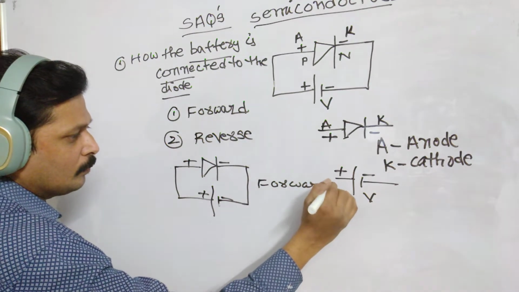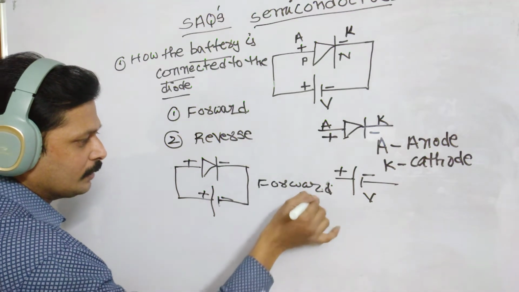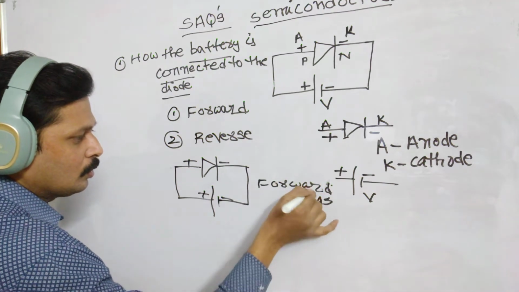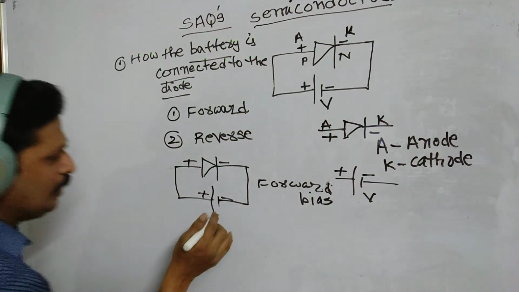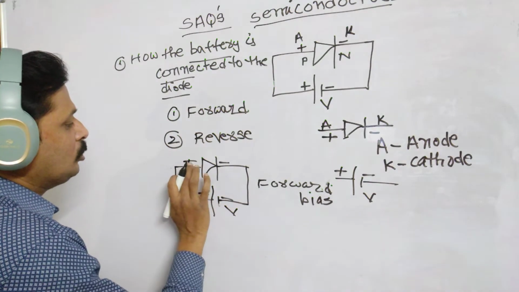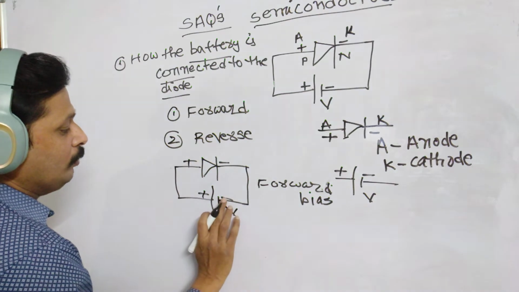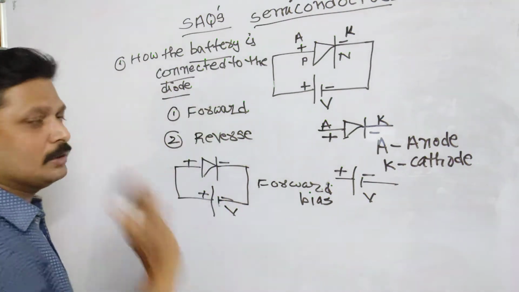Forward bias. It is one of the ways to give the connection to the diode. That answer is enough. The positive terminal of the battery connected to the positive terminal of the diode, and the negative terminal of the battery connected to the negative terminal of the diode, is called forward bias.